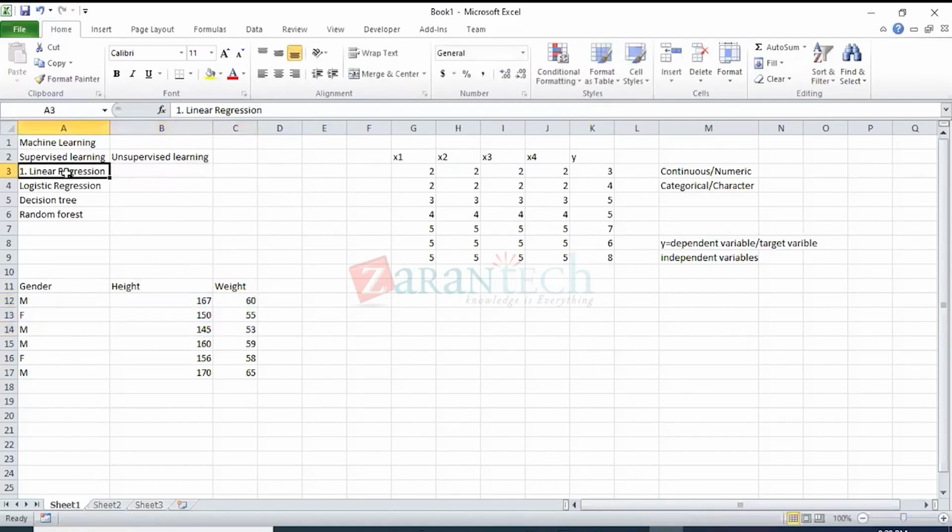So in supervised learning, we have these many algorithms. Similarly, in unsupervised learning as well, we have many algorithms, like k-means and hierarchical clustering. These are the main algorithms that we will be using for unsupervised learning.